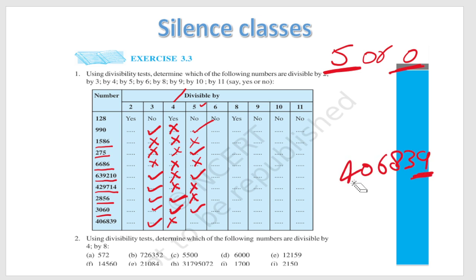4068399 is there. Okay, so this number is also not divisible. Okay, now let's move to the divisibility rule of 6.